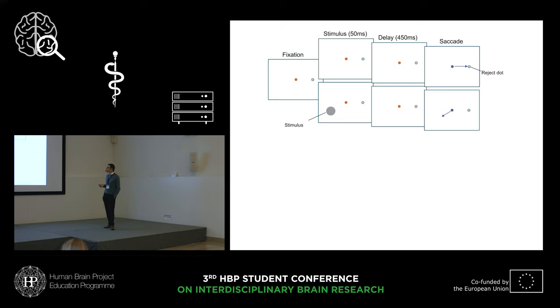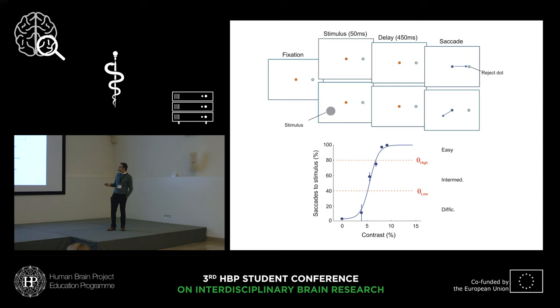Now then, we varied the contrast of the stimulus, just as I did before. And of course, if the contrast is high, then the animal will always see it. Then there's a certain threshold region, and if the contrast is very low, zero means no stimulus, you see there's still a little bit of reports. So sometimes the animal just goes there. So that would be a false alarm. Okay, is that clear?